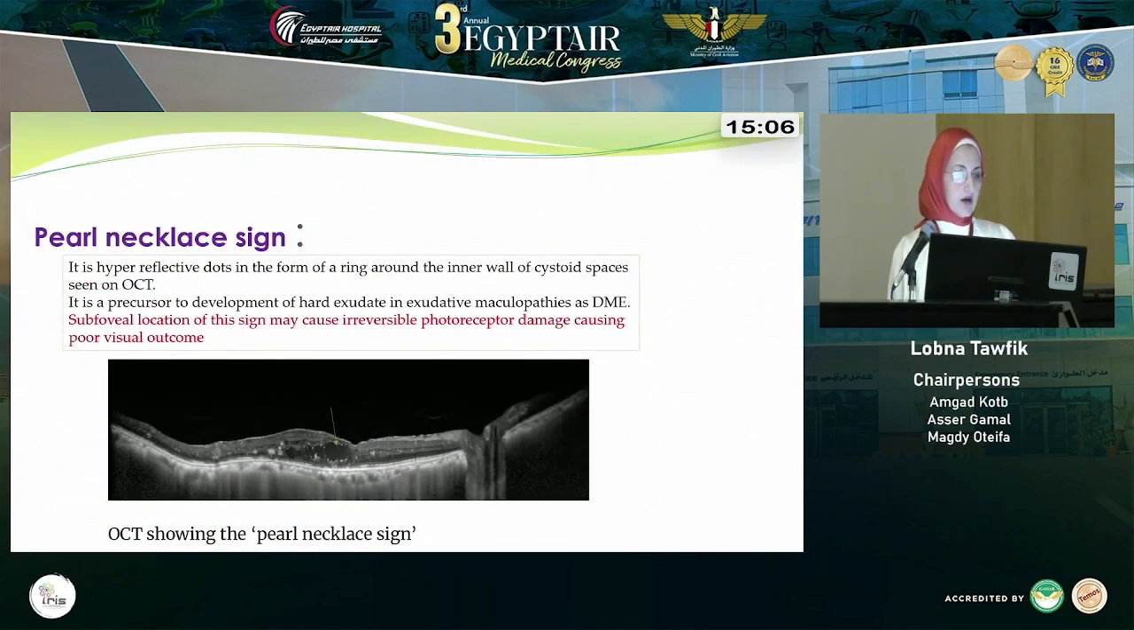Pearl necklace sign. It is a hyperreflective dot in the form of a ring around the inner wall of the cystoid spaces seen on OCT. It is a precursor to development of hard exudate in exudative maculopathies such as diabetic macular edema. Subfoveal location of this sign may cause irreversible photoreceptor damage, causing poor visual outcome.